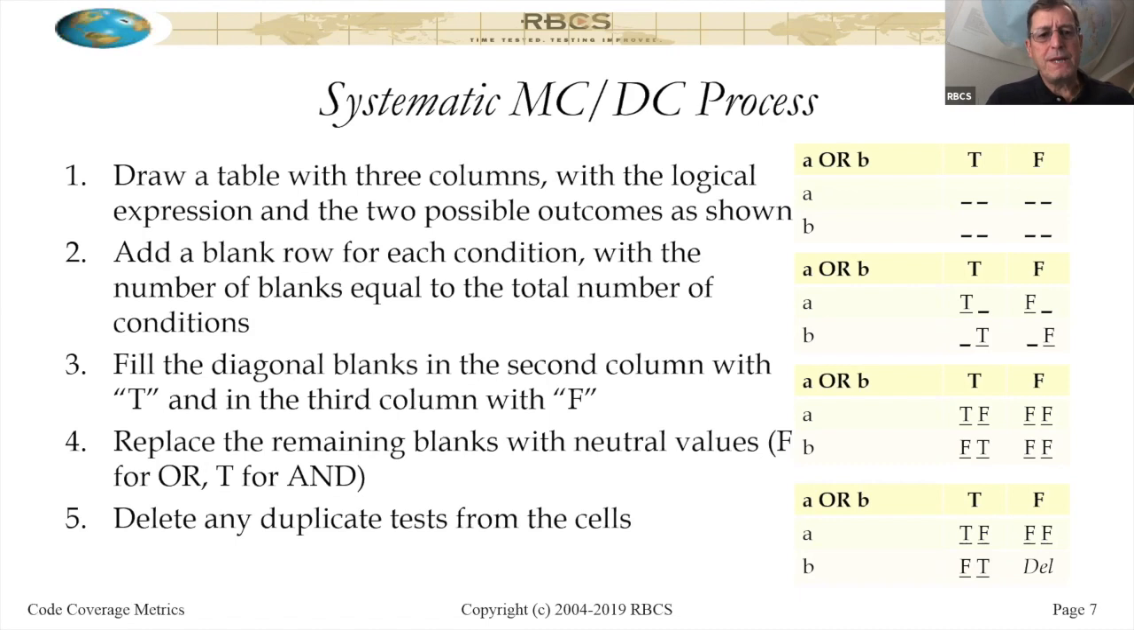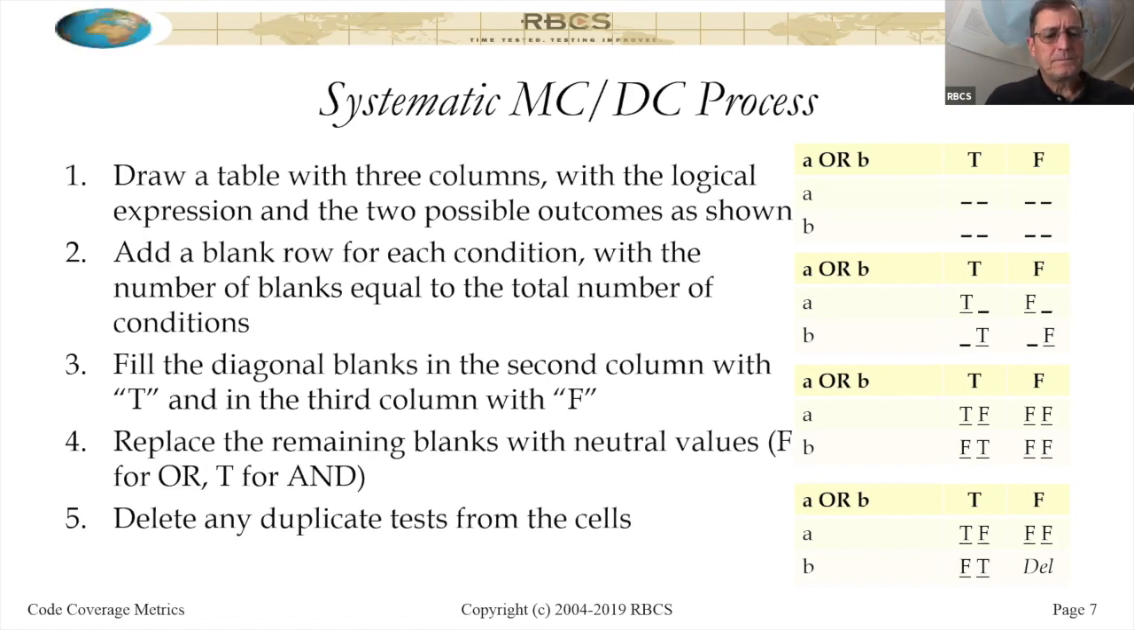Now, if you look at the B row, what we're saying there is that in the first test, corresponding to the T column, we want the atomic condition B to take on the value of true. And in the second column there, we want the atomic condition B to take on the value of false.